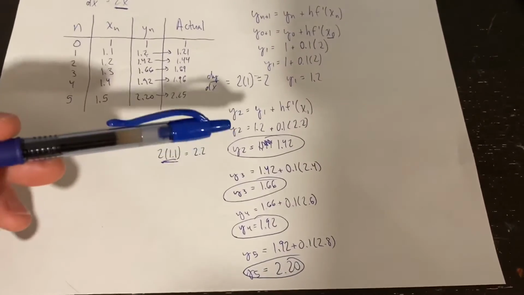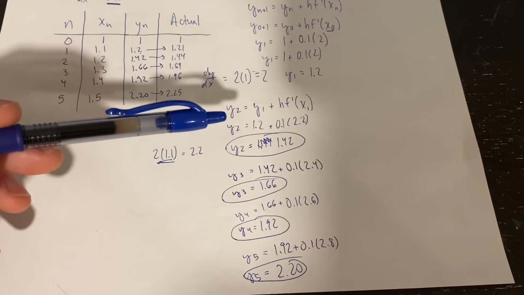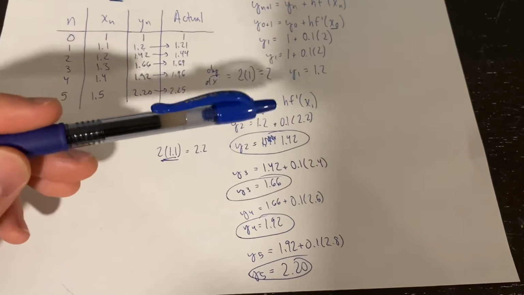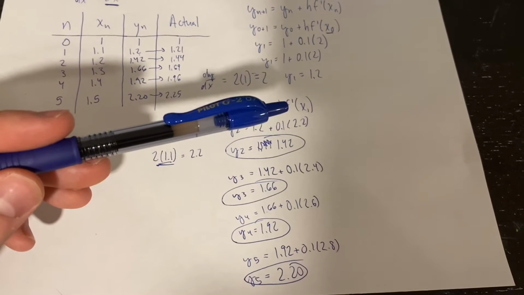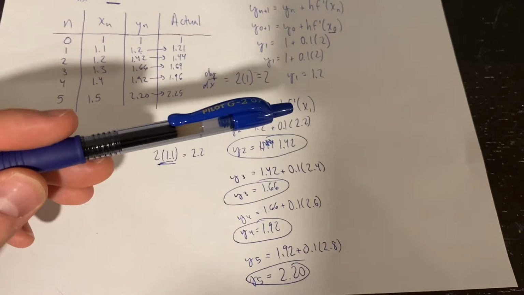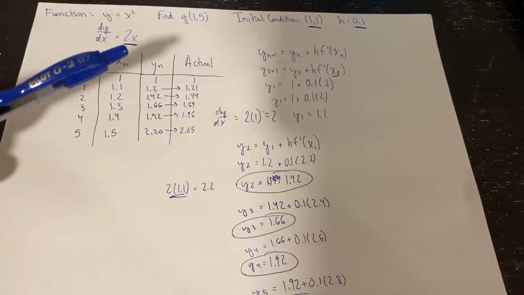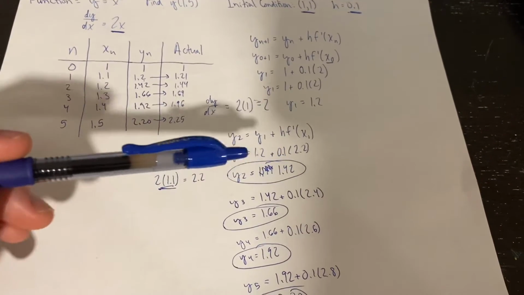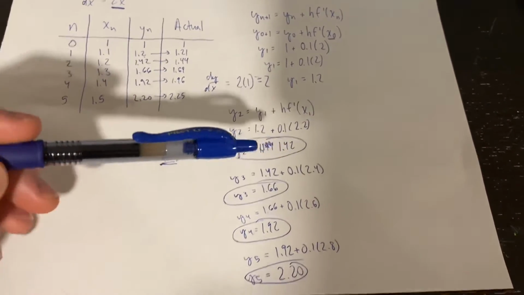We can solve for y sub 2, y sub 3, y sub 4, and y sub 5. For y sub 2, it's going to be y sub 1, which we know to be 1.2, plus the step size, again 0.1 given in the problem, times the derivative of the function at x sub 1. Again, we know x sub 1 is 1.1. We know dy/dx equals 2x, so 2 times 1.1 is 2.2. 1.2 plus 0.22 is 1.42.